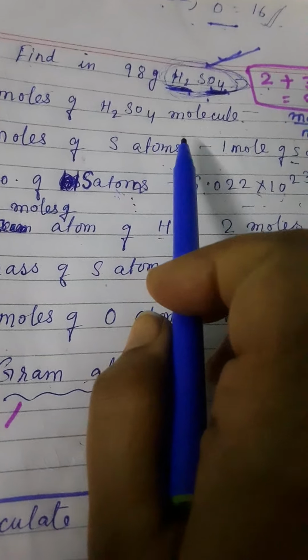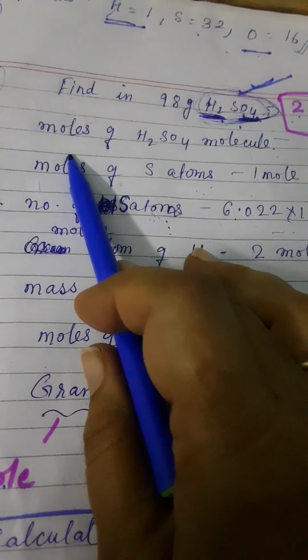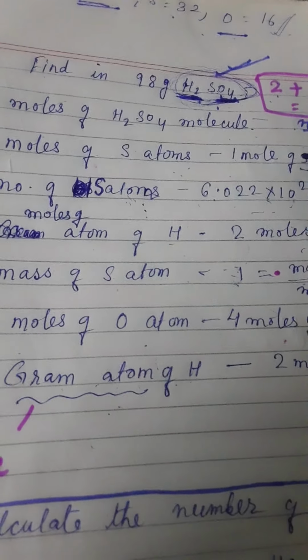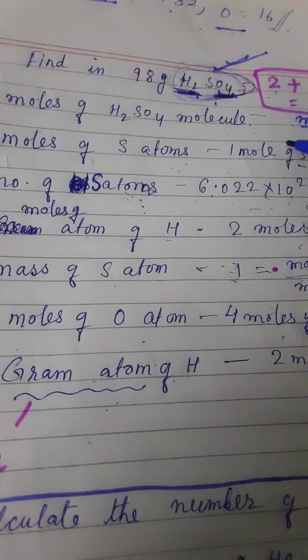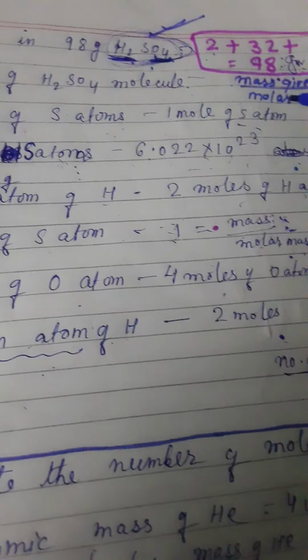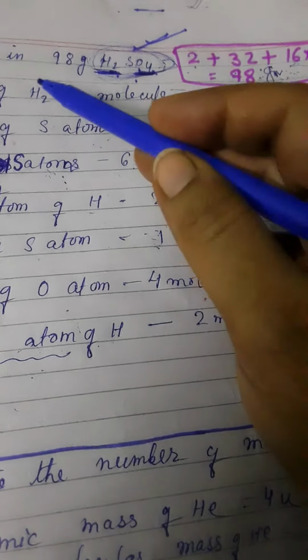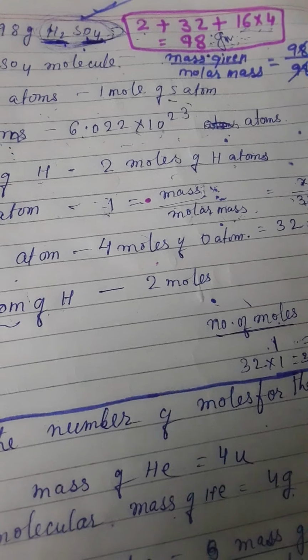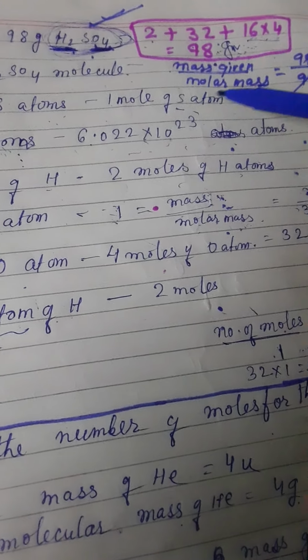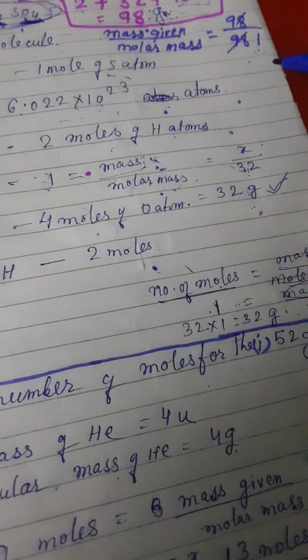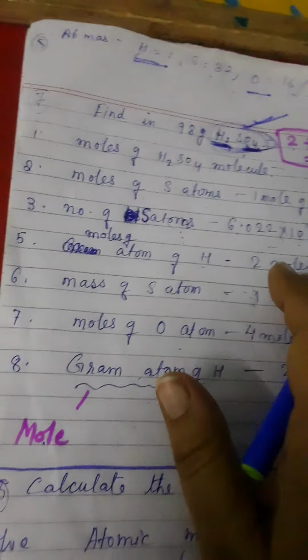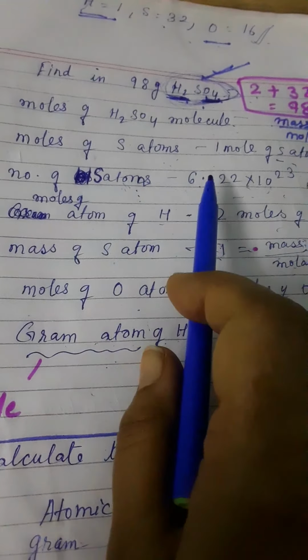Moles of sulfuric acid molecule. Here it is asking for the moles. How will you find out the moles? You find the number of moles by mass given divided by molar mass. Mass given is 98 and the molar mass is 98, and how many moles are present? 1 mole present. Okay.